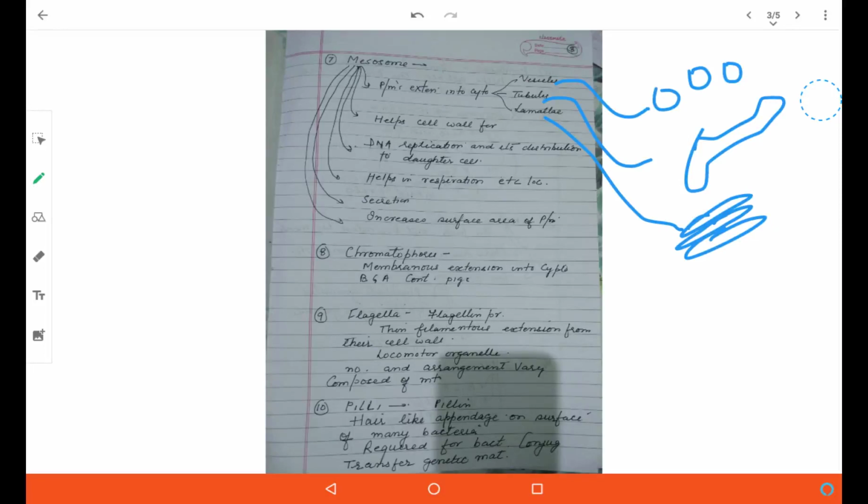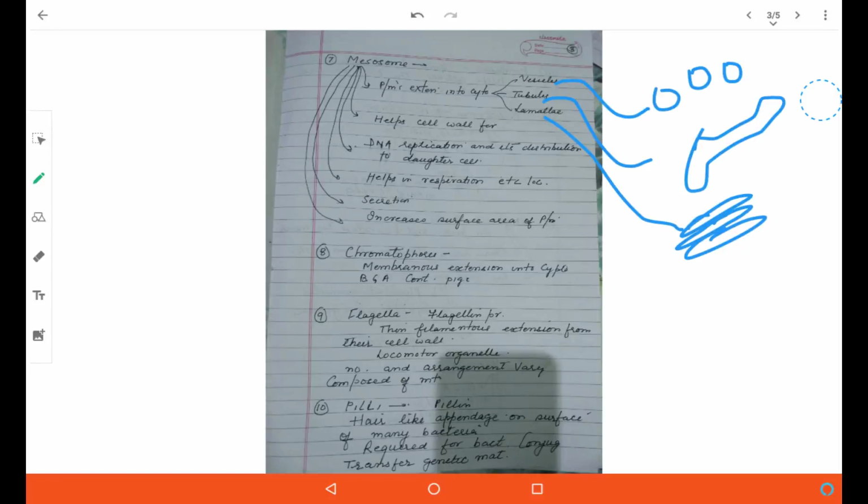These mesosomes help in the formation of the cell wall of the bacteria. They help in DNA replication and its distribution to daughter cells, because, as I will explain in detail when I take up this chapter, the normal genome also remains attached to the plasma membrane. That's why the mesosome, which is a modification of plasma membrane, helps replication of DNA and its distribution to the daughter cells. The mesosome also helps in respiration.